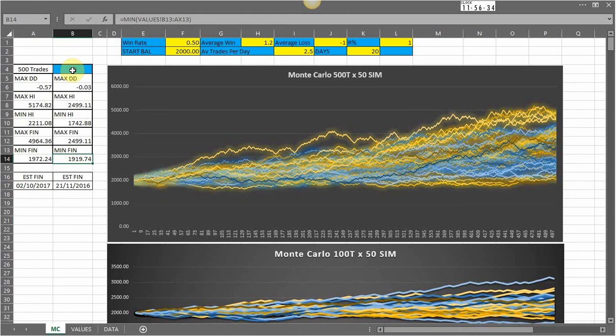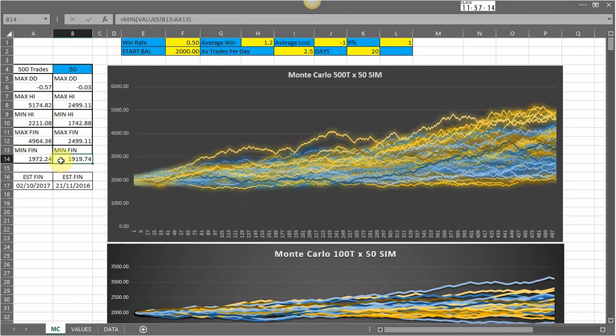Across 50 trades, which is what we're simulating for the next month, the max drawdown across the 50 simulations is 3%. The max account balance is 2,499. The minimum account balance is 1,742. So across 50 simulations, there's actually about a $250 drawdown on the account. Max finish is 2,499, so £500 up on the account over the next month, and the minimum finish is 1,919.